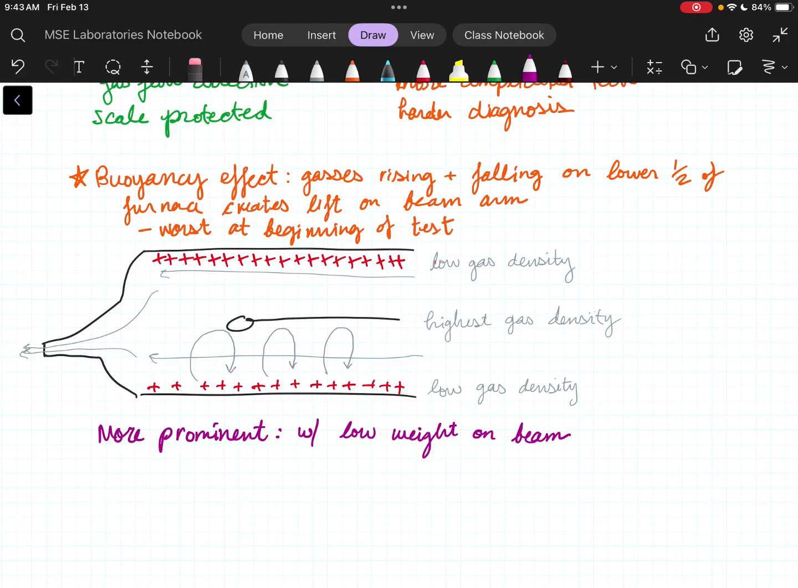This is going to be the biggest problem for low mass. How do I write this? More prominent. I'm not confident that's how to spell prominent.